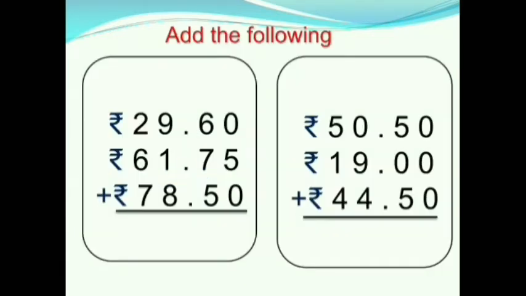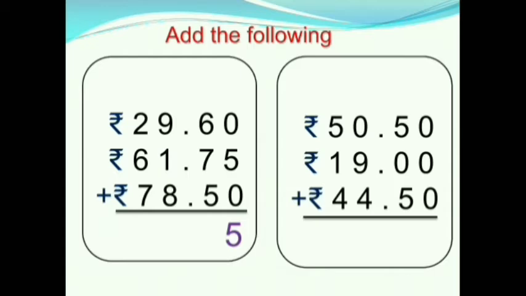Now we should add the following: 29 rupees 60 paise plus 61 rupees 75 paise plus 78 rupees 50 paise. First we should add paise. Here we should add 0, 5 and 0. 0 plus 5 plus 0 is equal to 5. Next we should add 6, 7, 5. 6 plus 7, 13. 13 plus 5, 18.